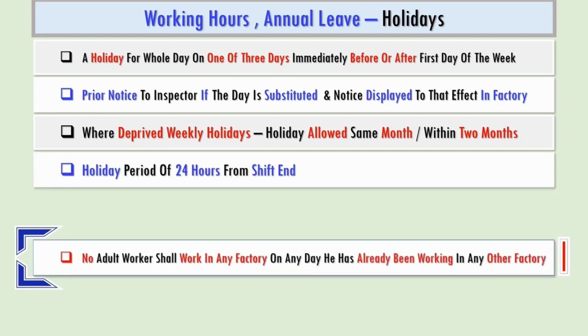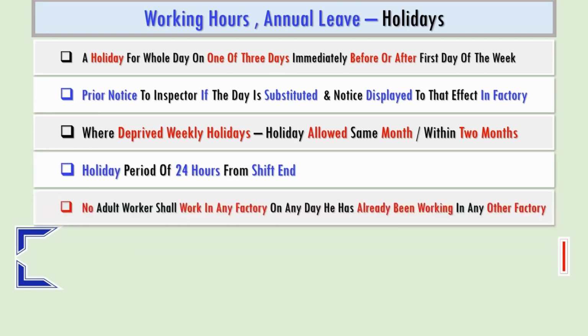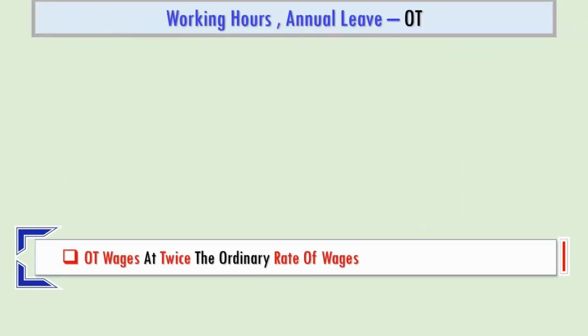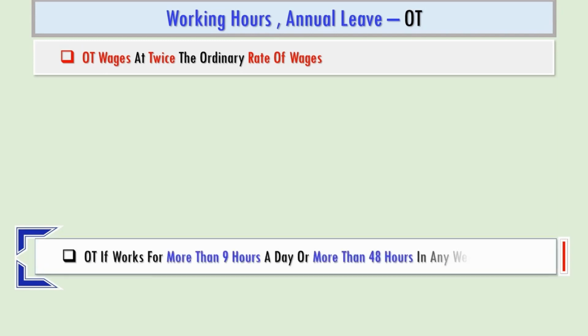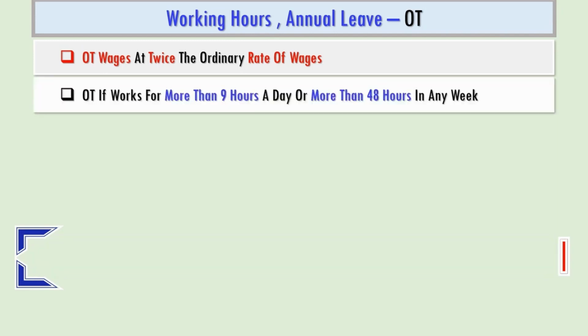A worker, if he is already working in a factory, is prohibited from concurrently working in another factory. The Act prohibits double employment. Overtime wages are payable at twice the ordinary rate of wages, and overtime wages are due for work more than 9 hours a day or more than 48 hours in any week.